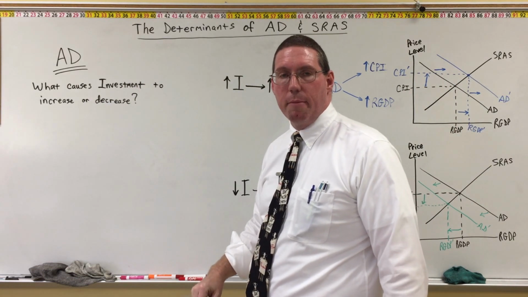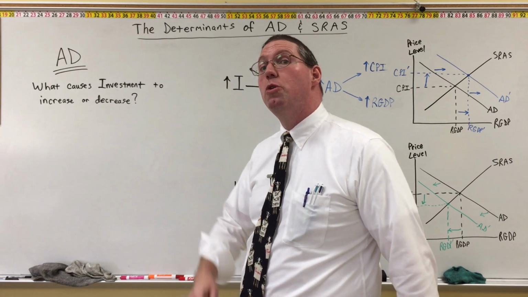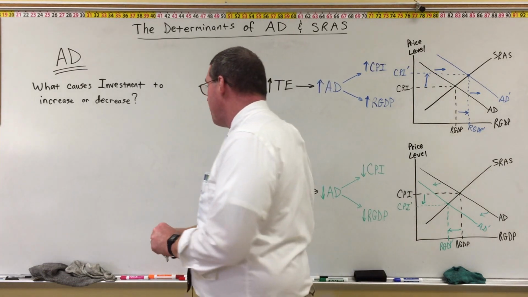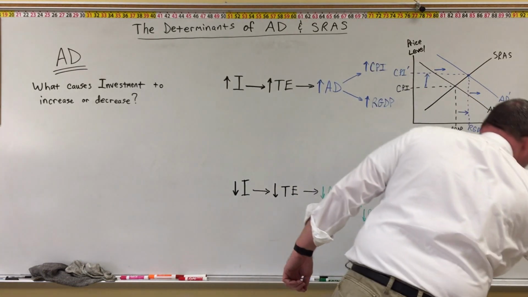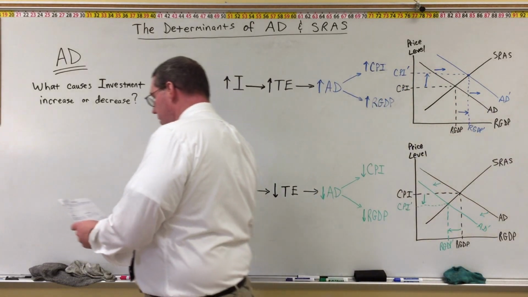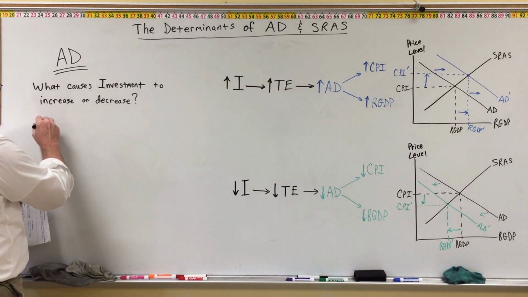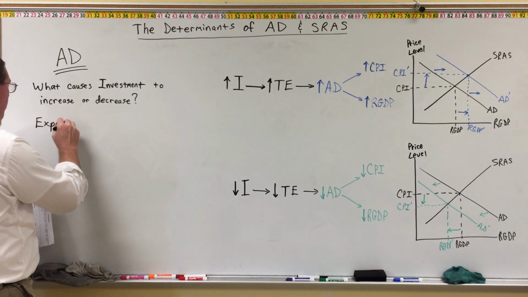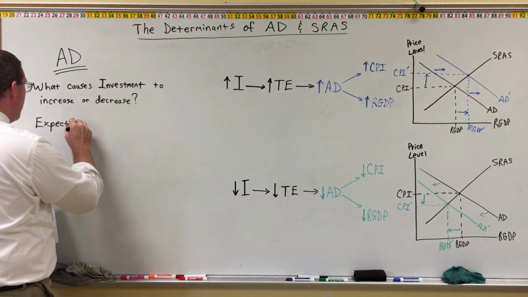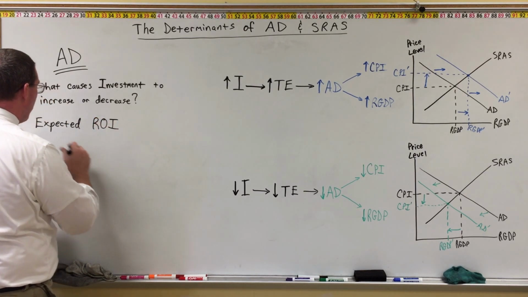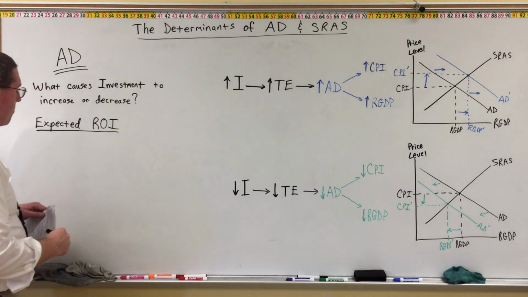And so now we want to answer the question, what is going to cause investment to increase or decrease in an economy? Well, we're going to focus on only two things. And the first thing we're going to focus on is expected return on investment. Now, we have already talked about this idea of expected return on investment, so I'll briefly review it, but I'm not going to go into great detail. Expected, and I'm going to put ROI because we've already learned about return on investment.